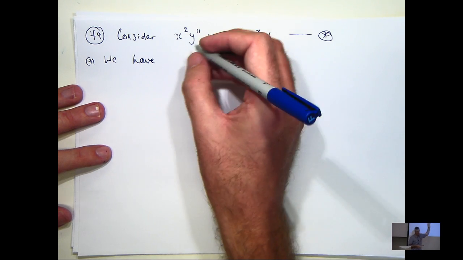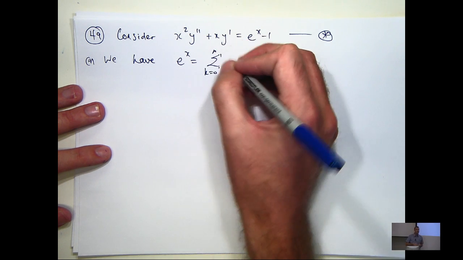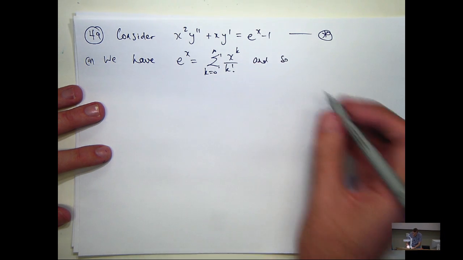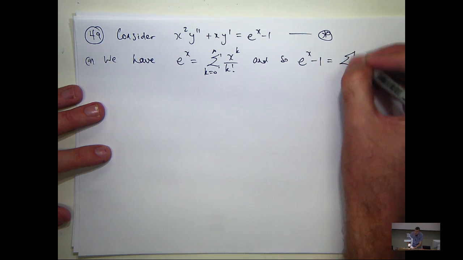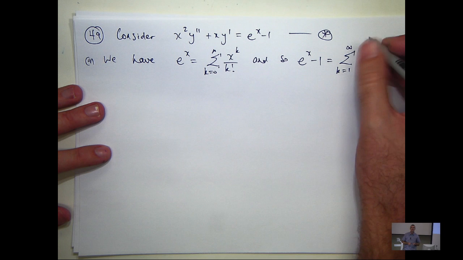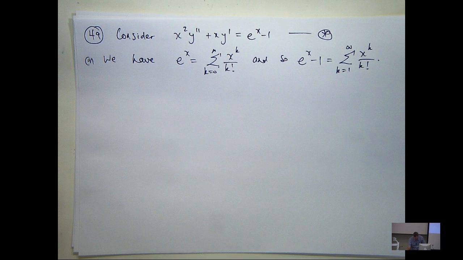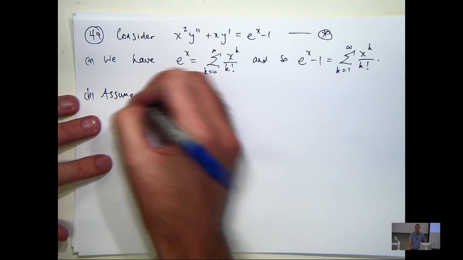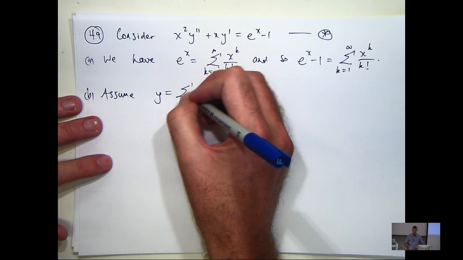So we know e to the x is just this. And so if you just take out the first term and move it to the other side, you'll get this. So part B says assume the solution to our ODE is in the following form.